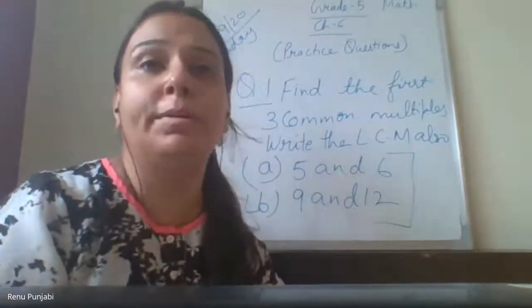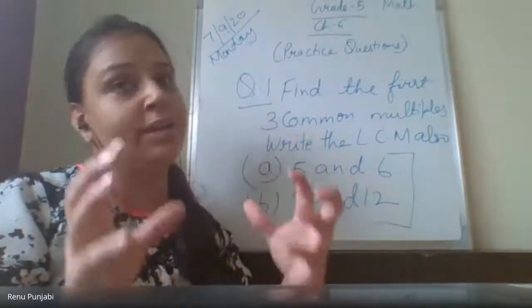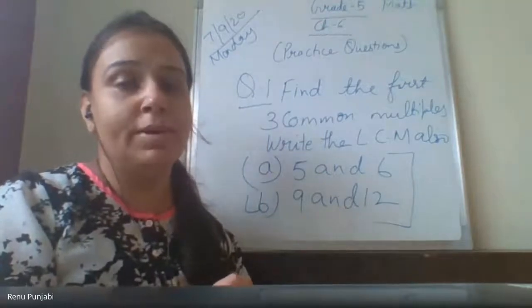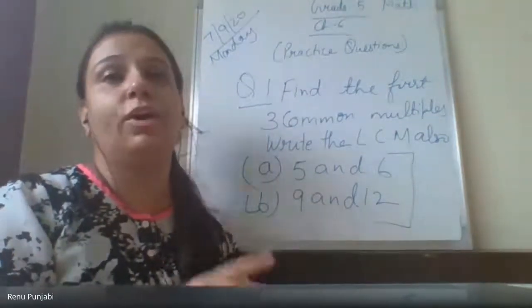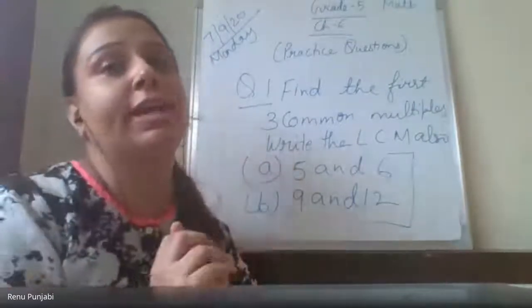For finding the common multiples, we should have two numbers, and then only we will be able to find the common between two numbers. So you can't find the LCM with one number. You should have two numbers, then only you will find the common.